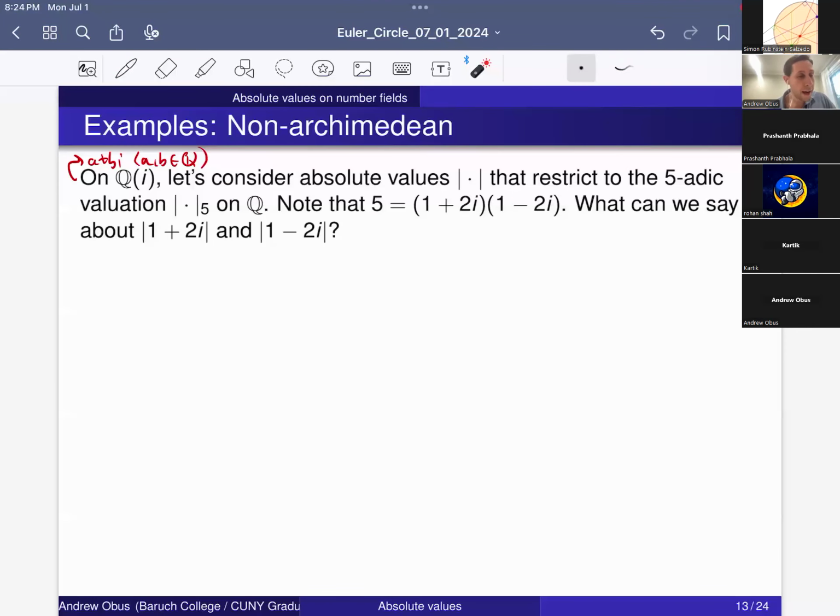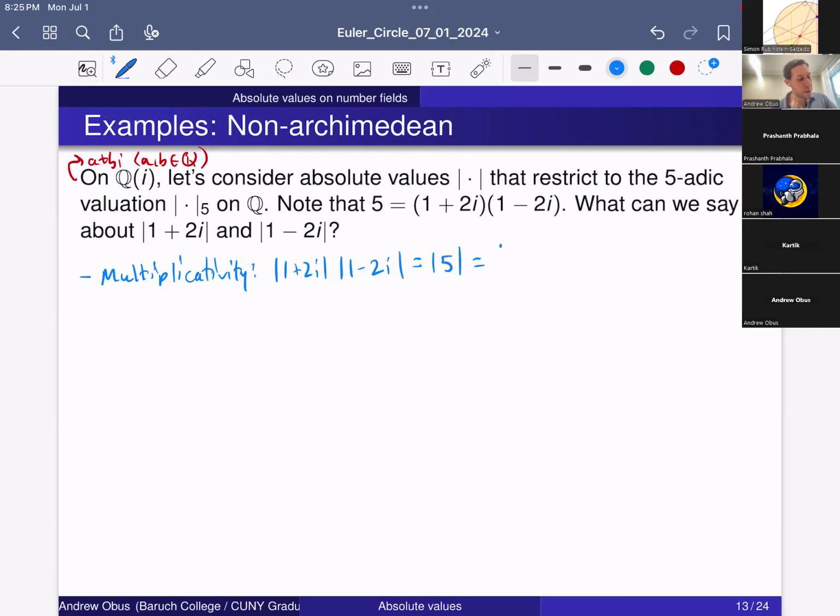So what can we say about the absolute value of 1 plus 2i and the absolute value of 1 minus 2i? Well, from multiplicativity, we know that the absolute value of 1 plus 2i times the absolute value of 1 minus 2i had better be equal to the absolute value of 5, which is going to be equal to 1/5, right? Because we know this restricts to the 5-adic valuation when you're plugging in a rational number. So this is certainly going to be 1/5.